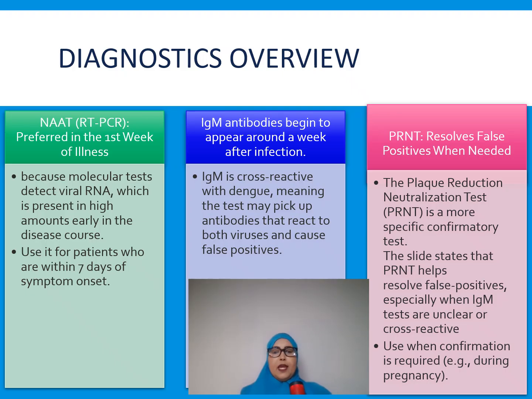Then antibody IgG begins to appear around a week after the infection. It is cross-reactive with dengue, meaning the test may pick up antibodies that react to both viruses, causing false positives.